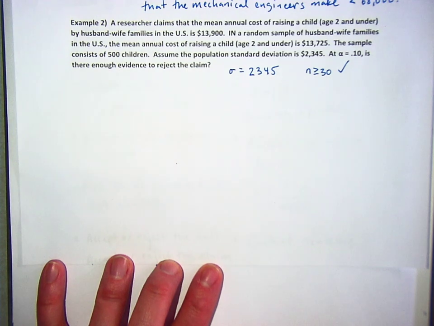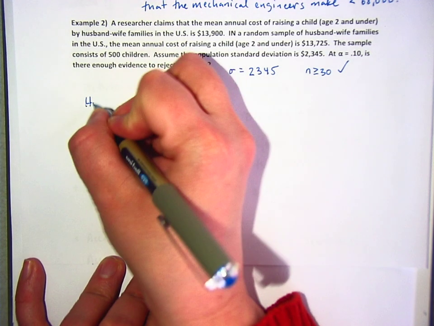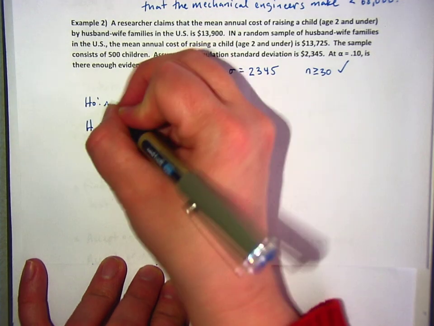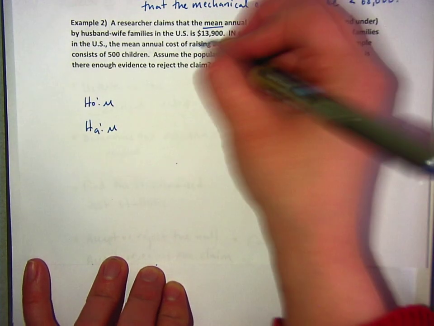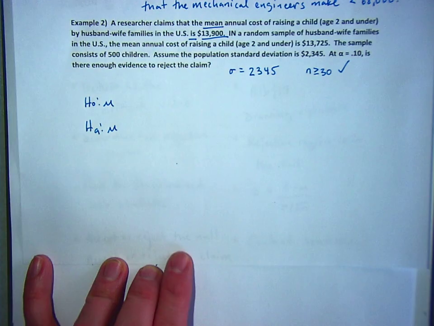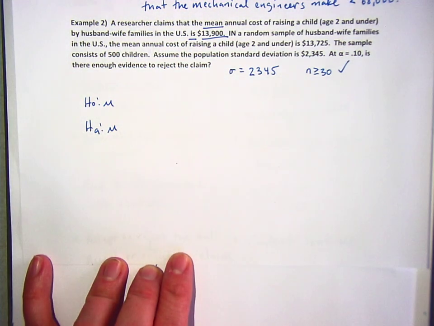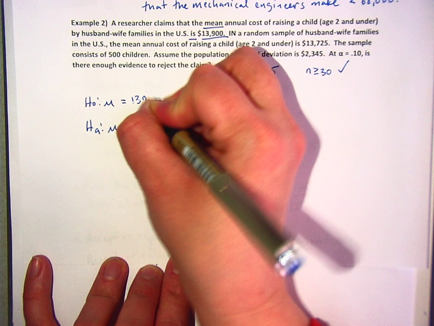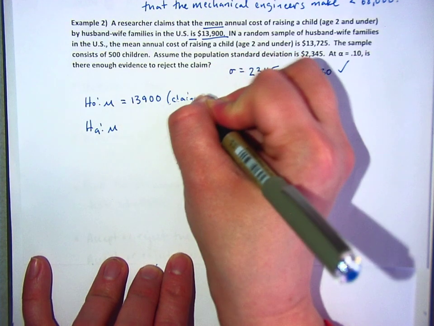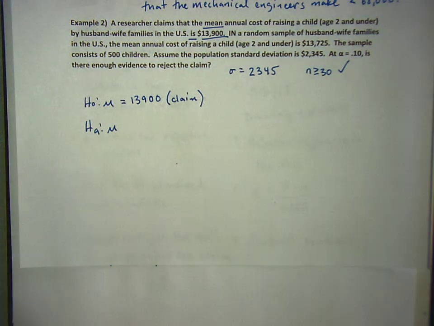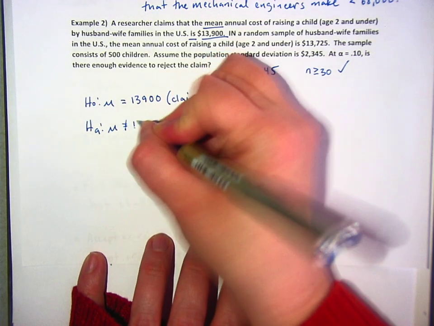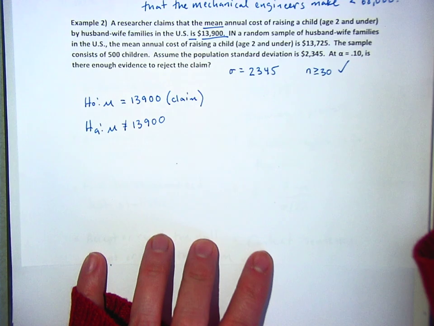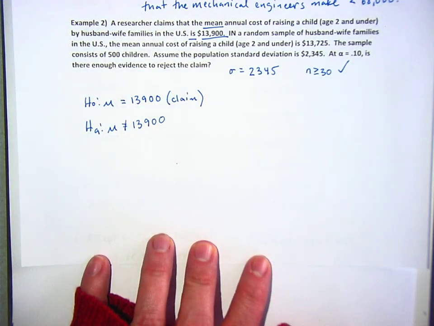We can do H sub O and H sub A. Okay, H sub O and H sub A. And it should be mu. It's mu for both. It says the mean cost of raising a child is that much. So where does that go? Well, if it is, that's equal to, H sub O. Remember that the claim can be on the top or the bottom, so I'm going to write claim next to the top one. What's the opposite of a claim being equal to 13,900? It does not. That means that it could be significantly higher than that, or it could be significantly lower than that, and the claim would fail. Now what?